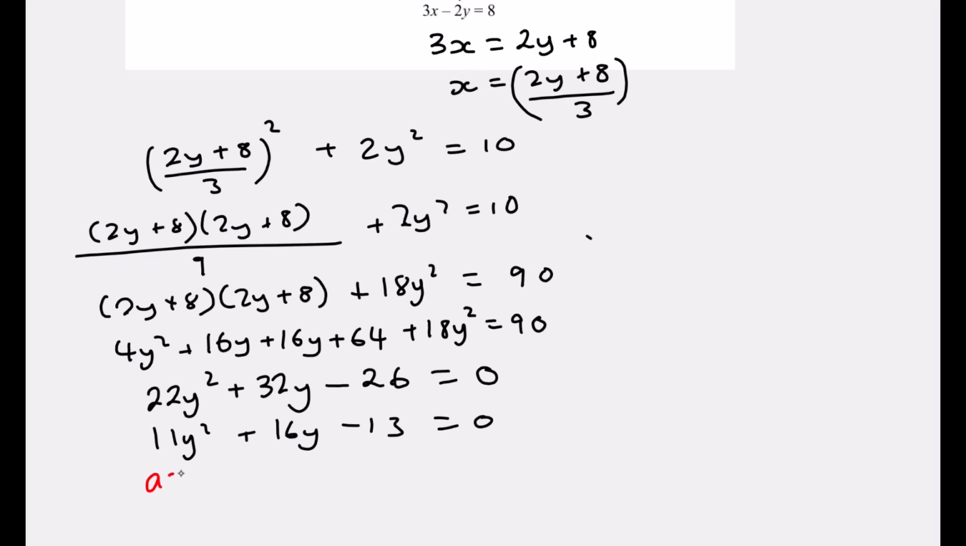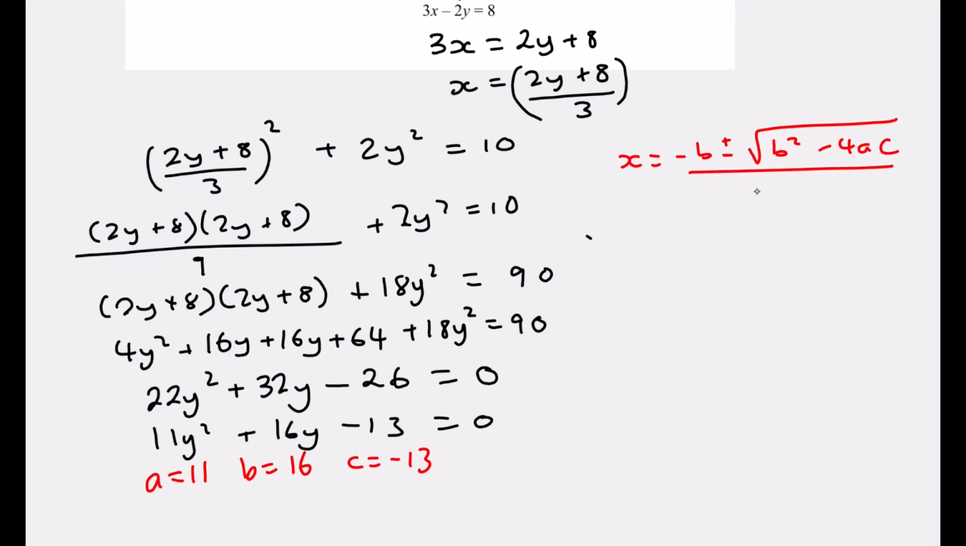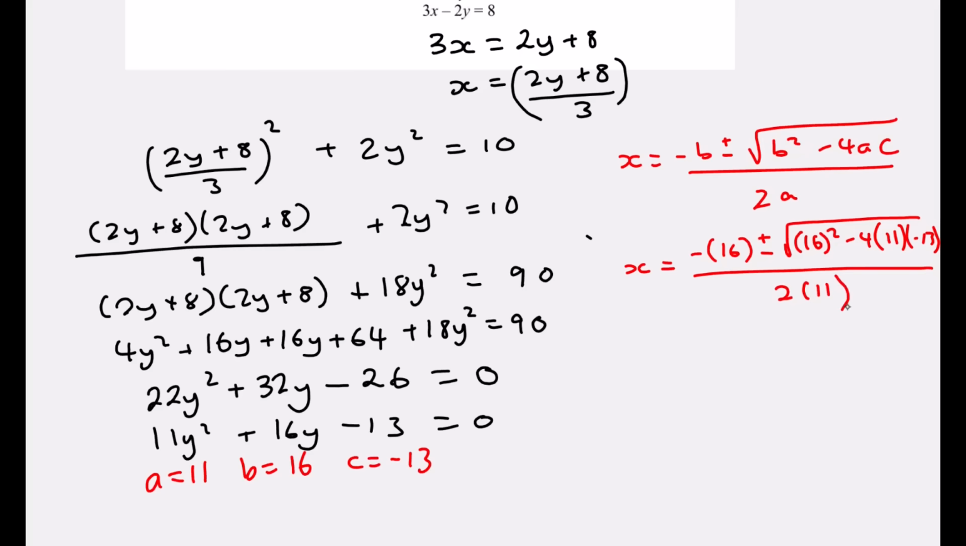So we can say a is 11, b is 16, c is negative 13, and the quadratic formula says x equals minus b plus or minus the square root of b squared minus 4ac all over 2a. So we're just substituting in a, b, and c. So x is minus 16 plus or minus the square root of 16 squared minus 4 times 11 times negative 13 all over 2 times 11.